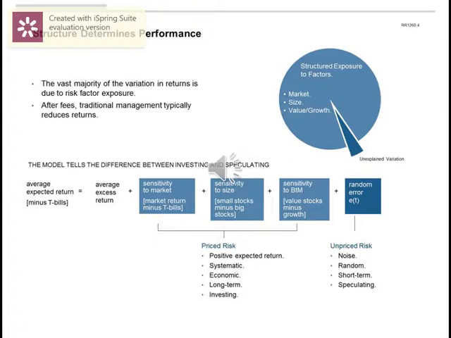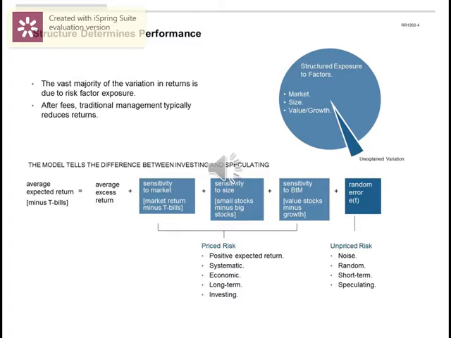The focus shifts from returns chasing through stock picking or market timing to diversification across multiple asset classes in a portfolio. The model in this slide illustrates this multi-factor approach. Investors receive an average expected return above T-bills according to the relative risks they assume in their portfolios.